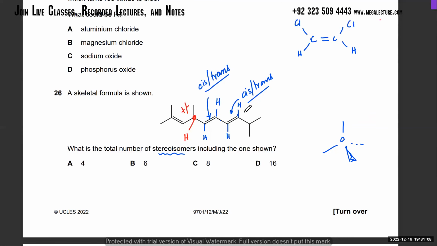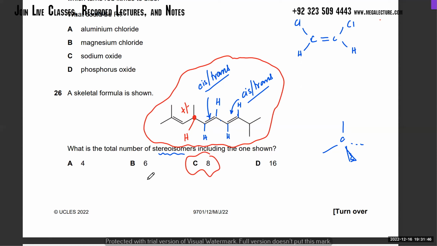You've got one making optical isomers, one making geometric, one making geometric. So how many different combinations can you have? 6. This could be cis, this could be cis. Then this could be cis, this could be trans. But there could be more. So remember, the combinations are going to be 8. There are 8 combinations.